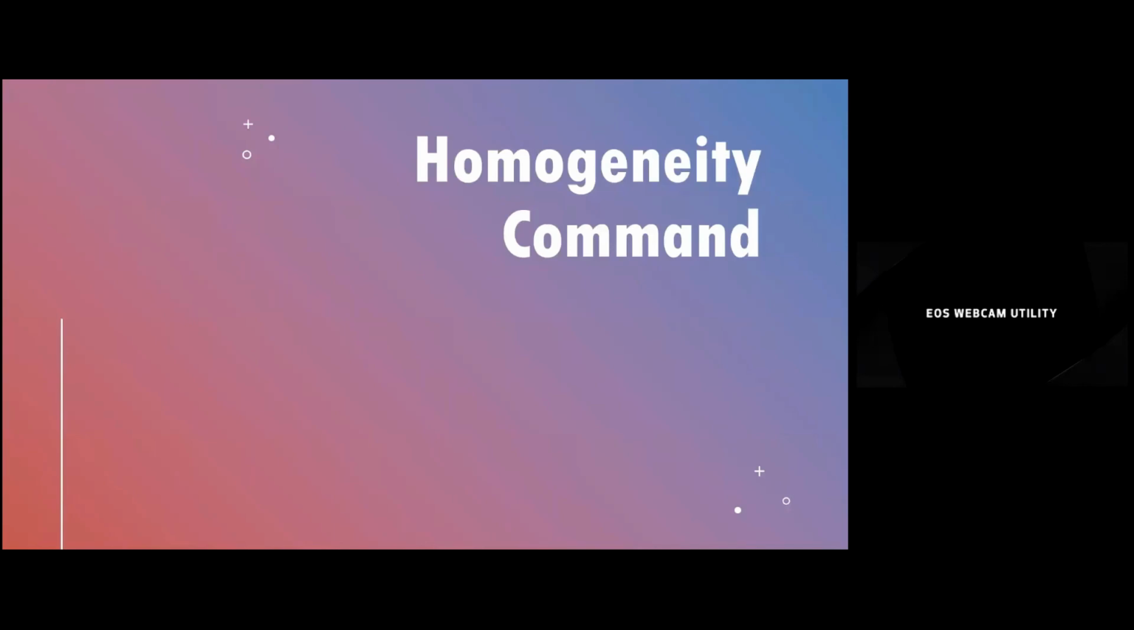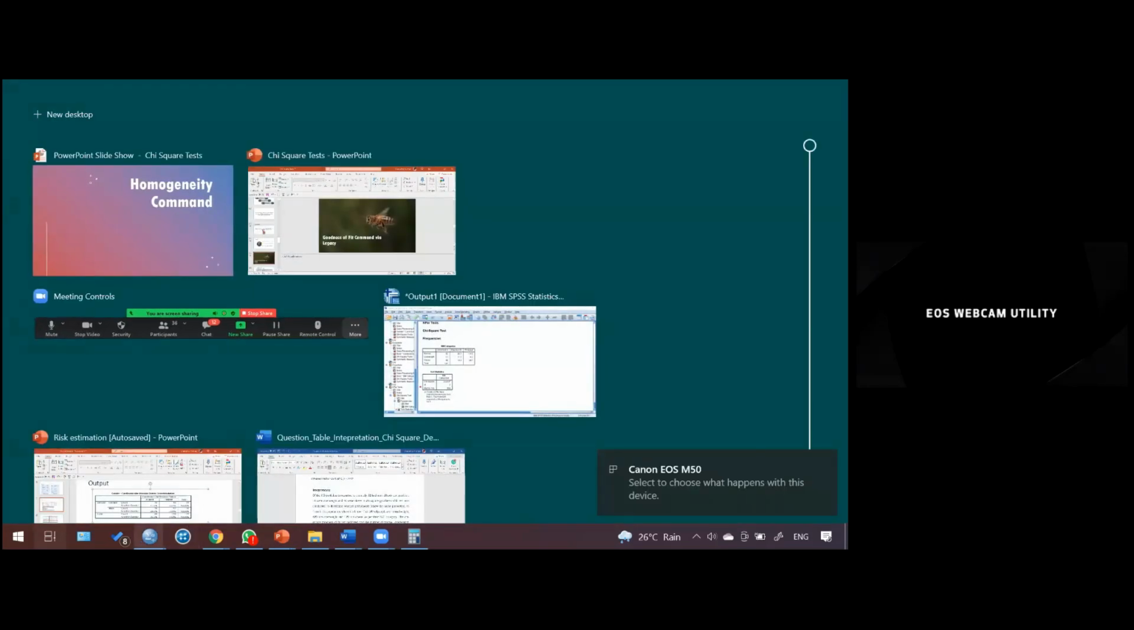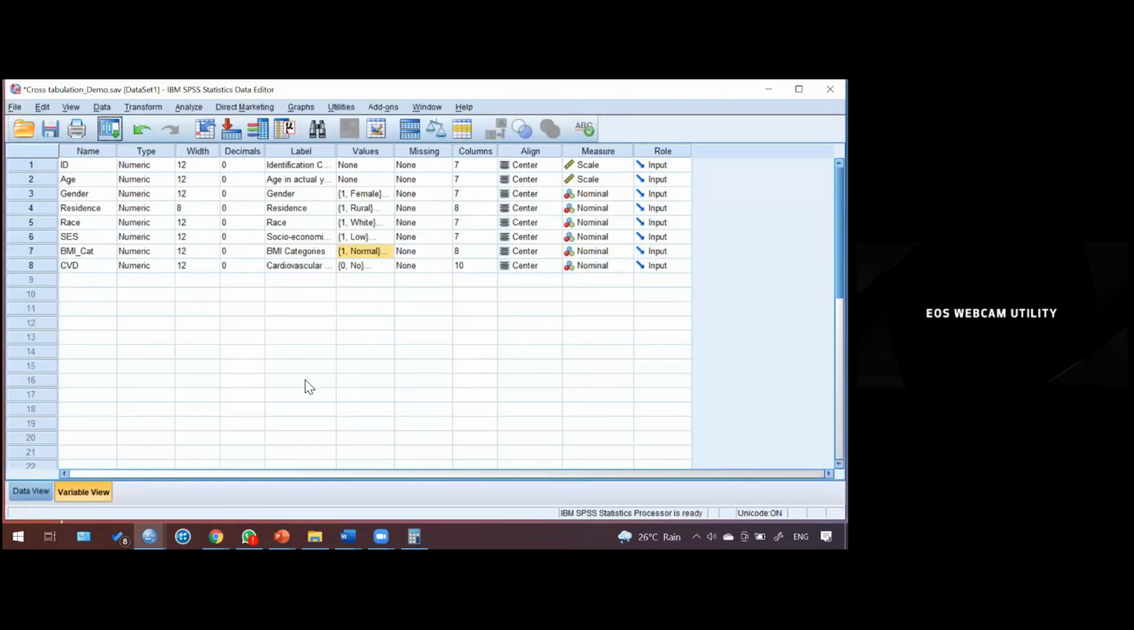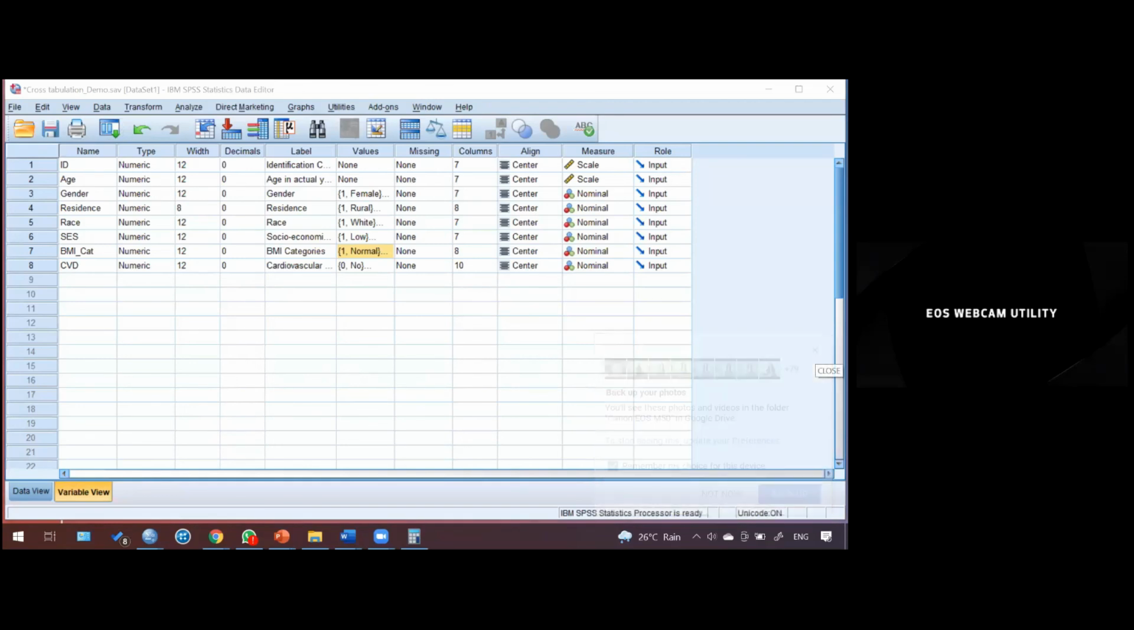Now, what is the command for this? This we will see later. I'll actually show you on the SPSS. So I'll go directly to the data sheet. The data sheet is the same. And then we will go to the question.